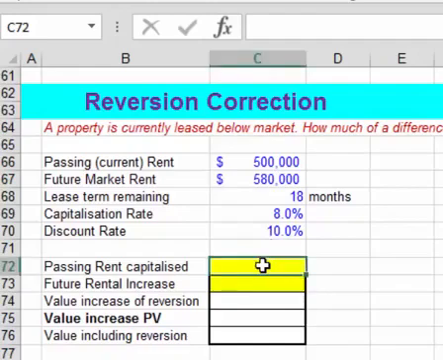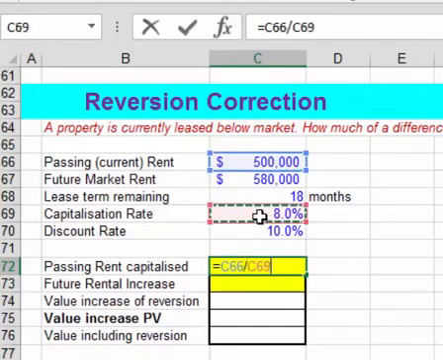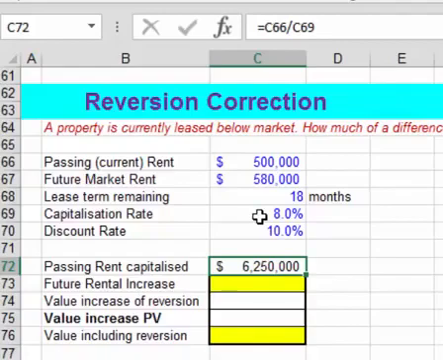Okay, what are we going to do here? First of all, we can work out the capitalized value of the property using the passing rent quite easily. We've done that many times before. That's simply equal to the passing rent divided by the cap rate, and so that gives us $6.25 million.